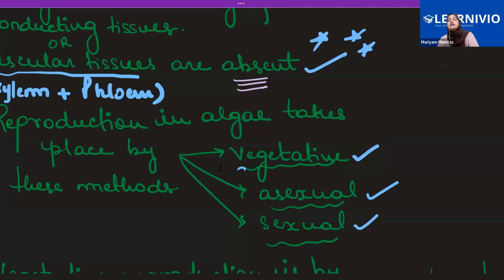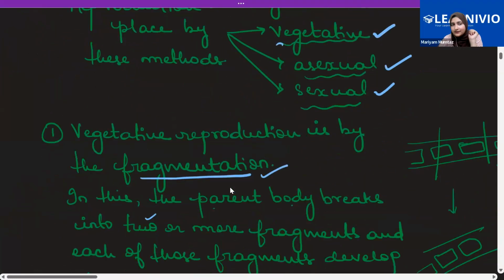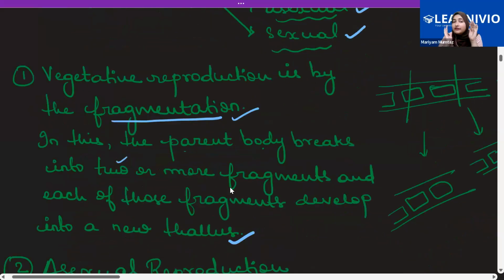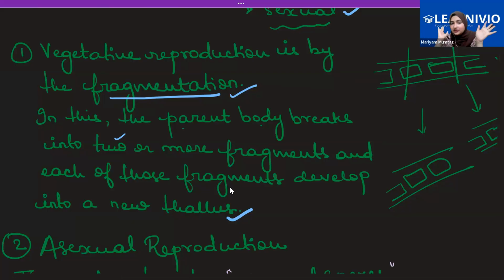Yes, exactly. Vegetative reproduction or vegetative propagation is when the parts other than the reproductive parts are involved in the reproduction, right? The body parts. Asexual is when only one parent is involved, and sexual is when a biparental situation is there. So when we talk about the vegetative reproduction in algae, the best example of it is fragmentation.